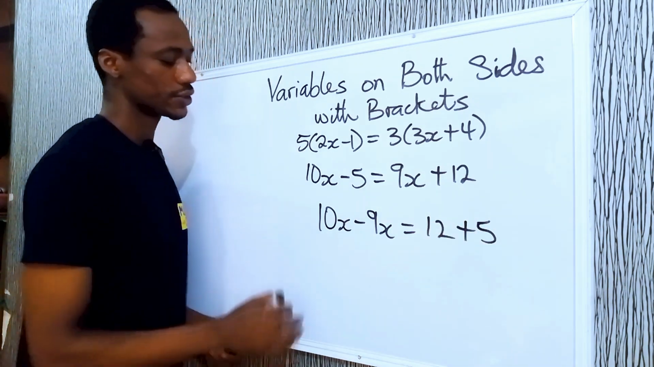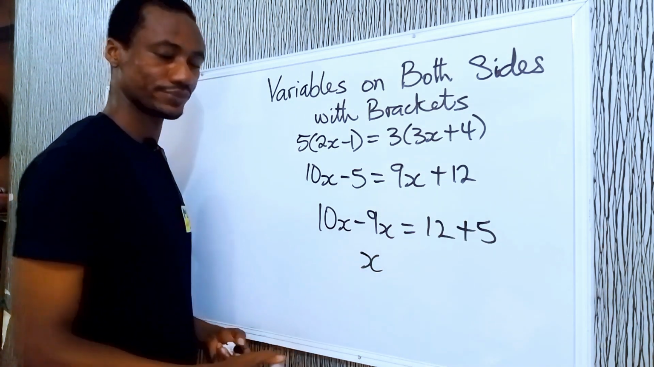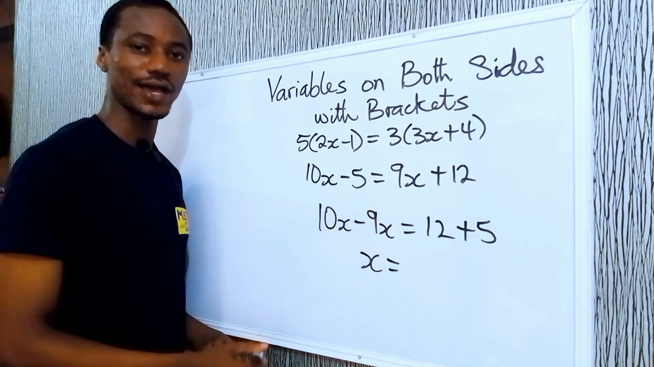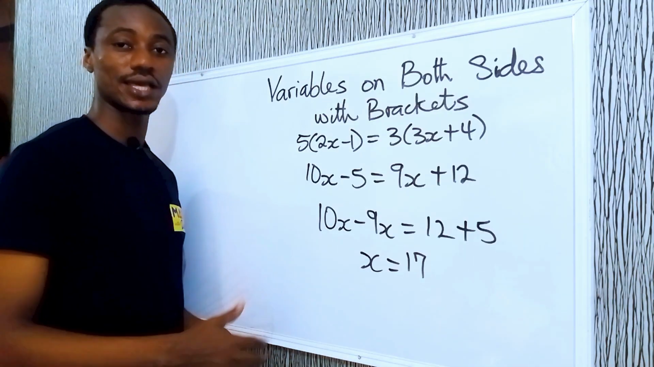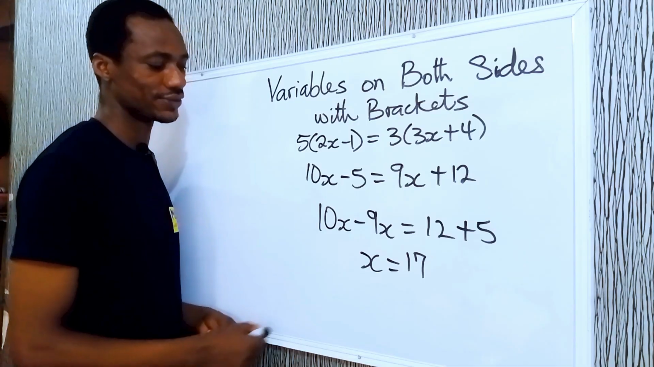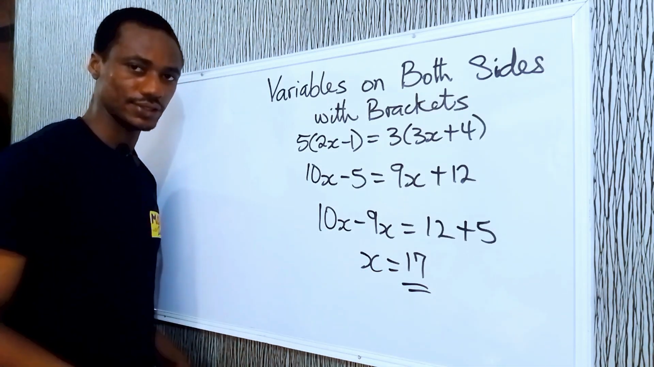Okay, good. So 10x minus x is 1x. Remember, you don't need to write the 1, okay? So 10x minus 9x is x, and then 12 plus 5 is 17. So that's the final answer.